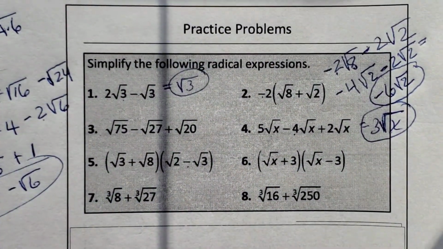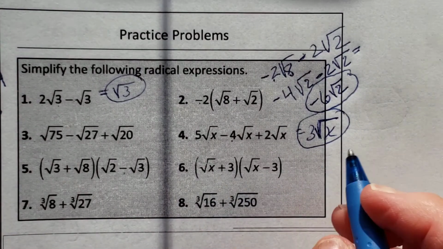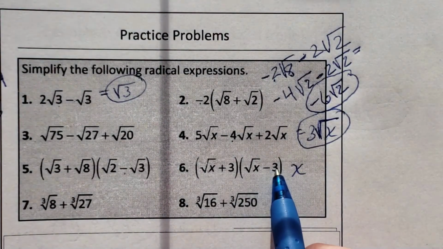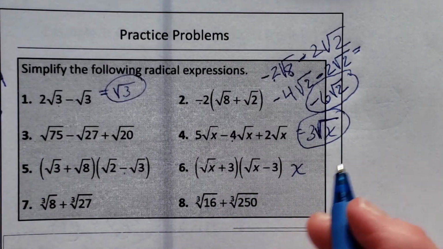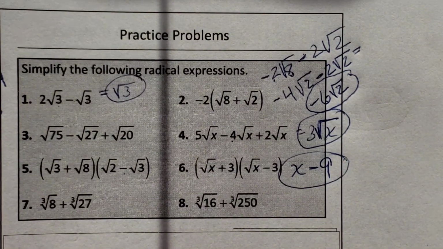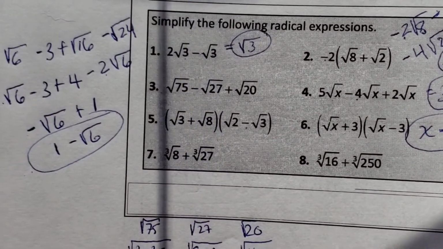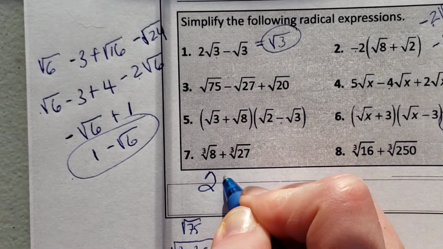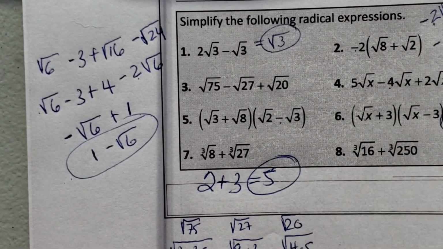Number 6, I'm going to square this square root of x minus 3, so the square root of x squared is x. And then I'd have minus 3 square roots of x plus 3 square roots of x. So those two middle terms will cancel each other out, and then 3 times negative 3 is negative 9. And that is the answer. For number 7, those are both perfect cubes. So the cube root of 8 is 2. Cube root of 27 is 3. And so our final answer is 5.